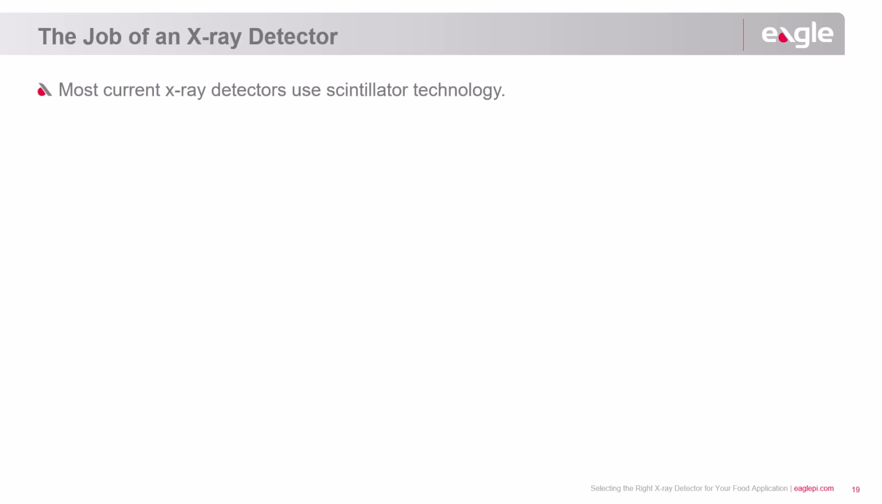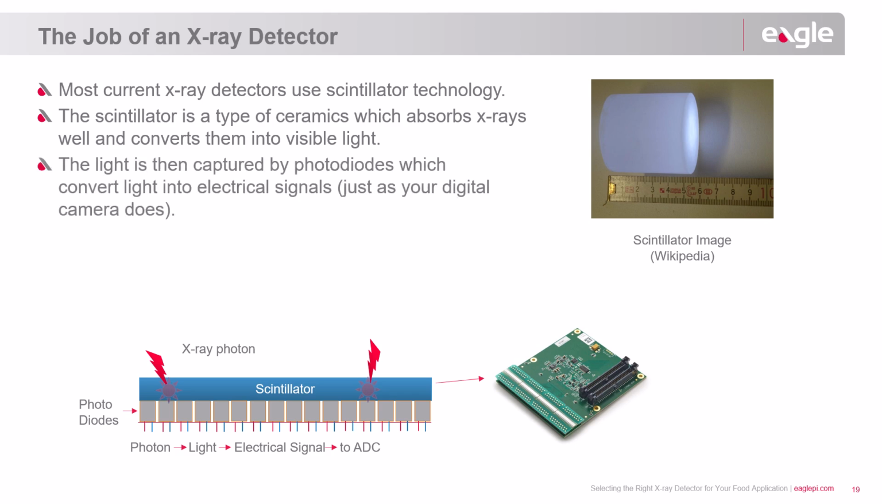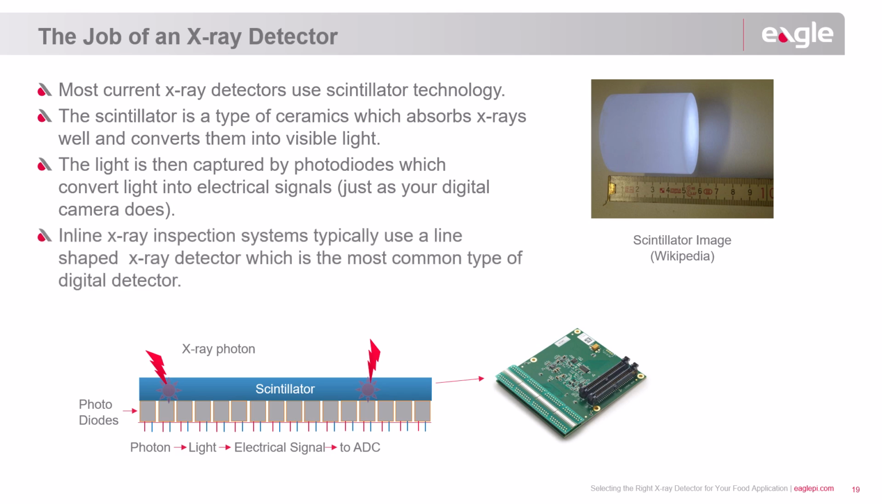Approximately 98% of the detectors available on the market today employ a scintillator, which is a type of ceramic material that absorbs X-rays and emits light as a result. Beneath the scintillator, a photodiode converts this emitted light into an electrical signal, which is then processed by an analog-to-digital converter to create an image.